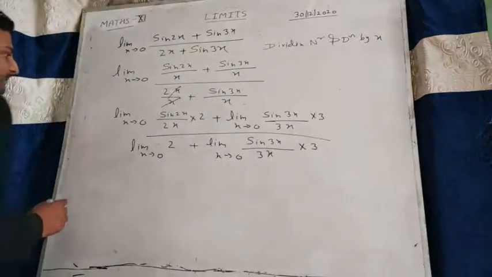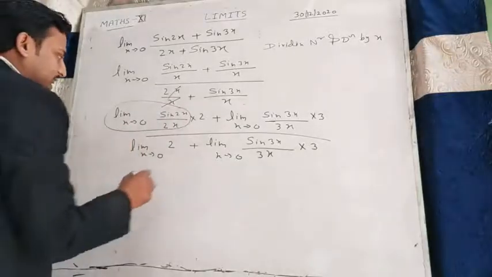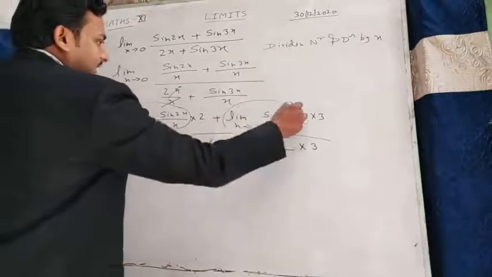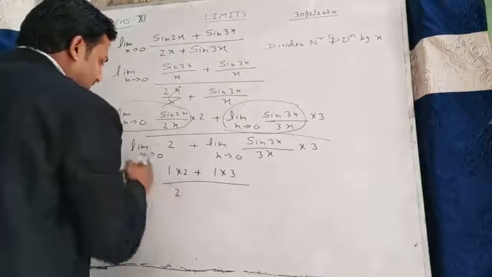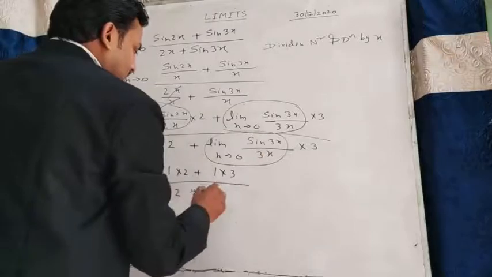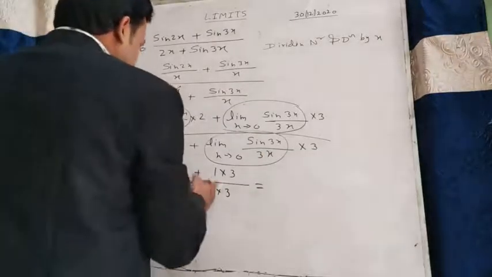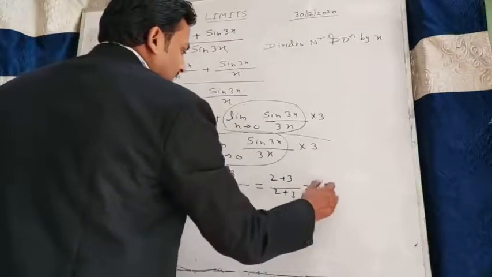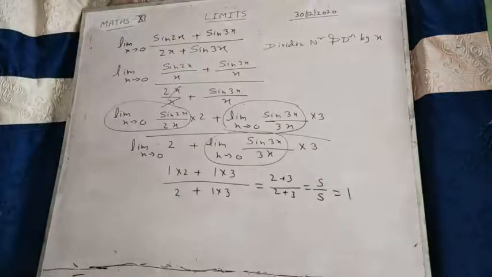Okay student, now we are seeing that this part is equal to 1. So this is 1 into 2 plus this part is also equal to 1. This part is constant, so this is 2, and here this part is 1, so we can write 1 into 3. Okay student, so we are seeing that this is 2 plus 3 by 2 plus 3, 5 by 5, which is equal to 1. I hope you understand students.